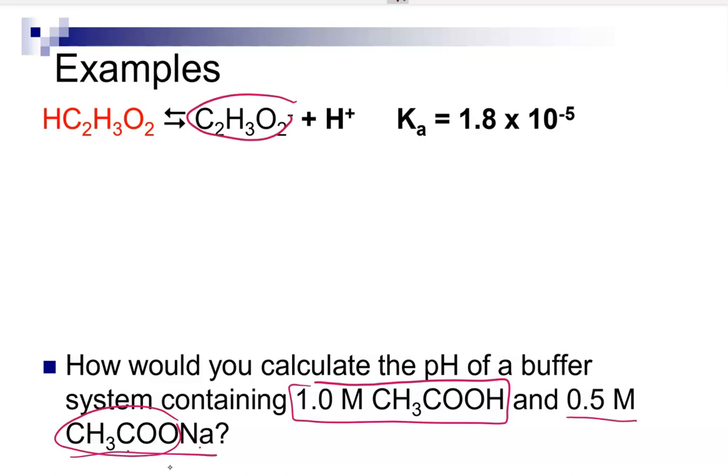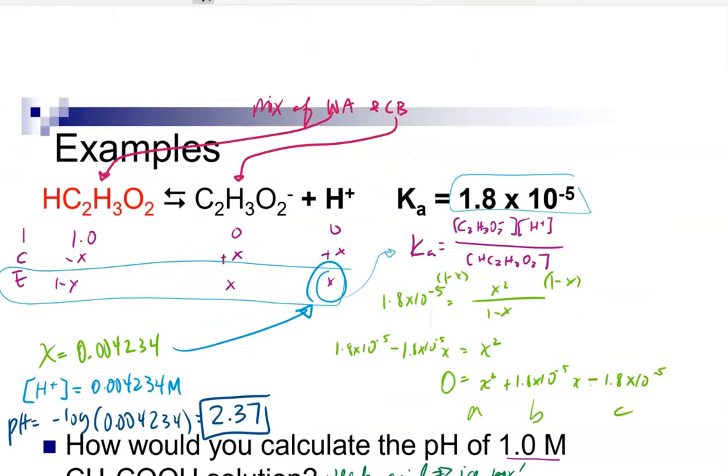This is this guy. And so for the first time in my class, we would have an ICE box set up where we actually have a concentration initially for one of the products. Now I told you that you wouldn't have to do an ICE box like this, and I'm sticking to that. So let me just show you. We would remove an x, add x's. And so what this would do is when we set up the equilibrium constant expression, we would not have x squared on top the way we did up here, right?